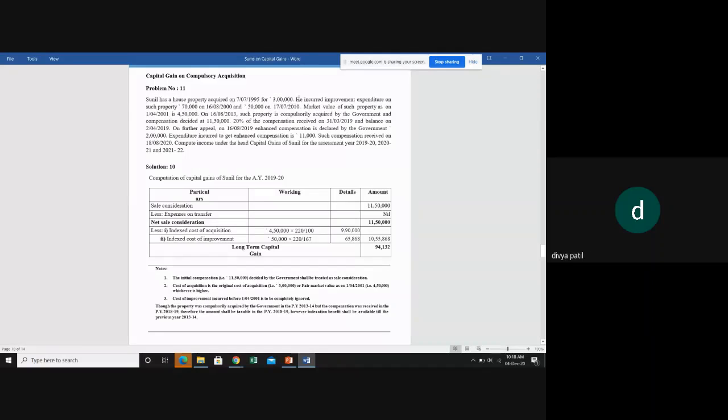4,50,000, ma'am. 4 lakh 50,000. Very good. Keep in mind, in this sum, the cost of acquisition is 4,50,000. Now, second, cost of improvement.